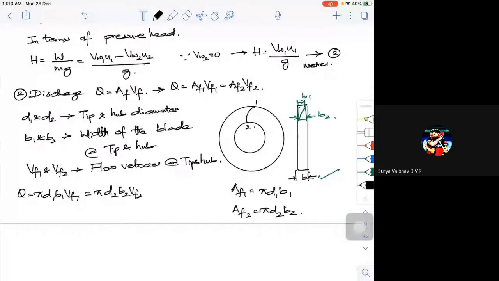Let me call that equation number 3. So when you have this kind of Francis turbine, I should look into the thickness, the width, and in the side view, what the width of it is.